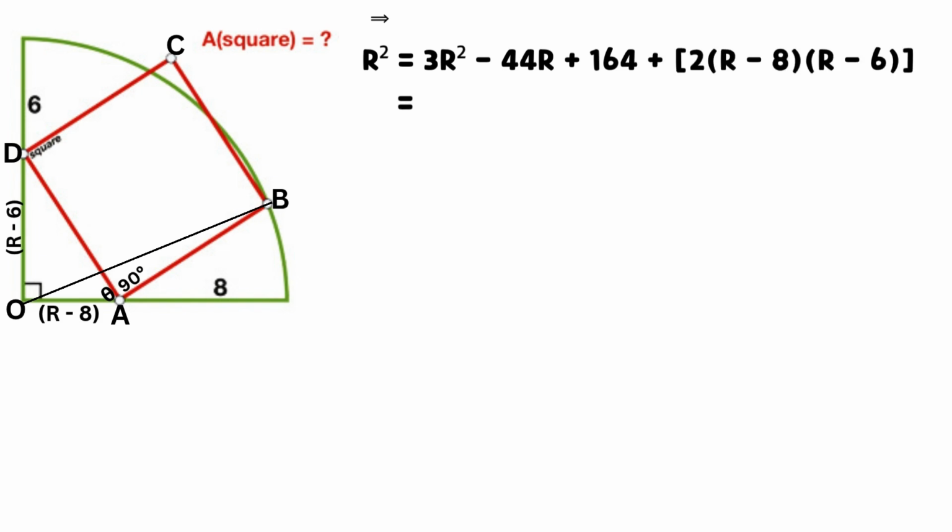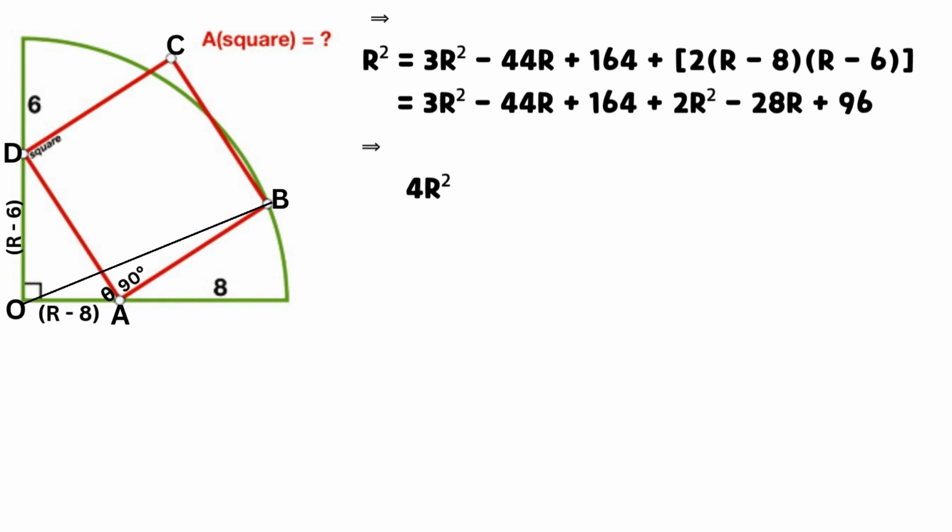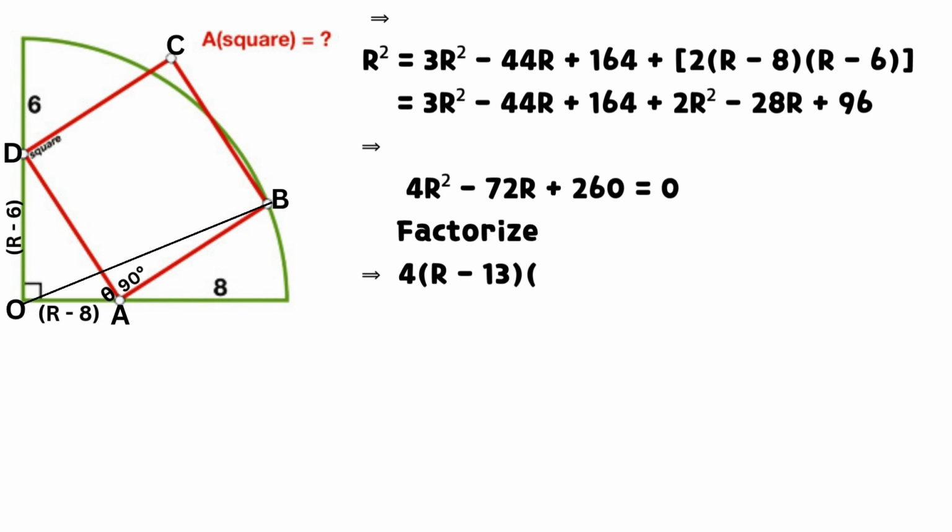This implies that the square of R equals 3 times the square of R minus 44 times R plus 164, plus, in bracket, 2 times, in bracket, R minus 8, times, in bracket, R minus 6. Simplify and combine like terms on one side of the equation. We have that 4 times the square of R minus 72 times R plus 260 equals 0. Factorize. We have that 4 times the product of R minus 13 and R minus 5 equals 0.